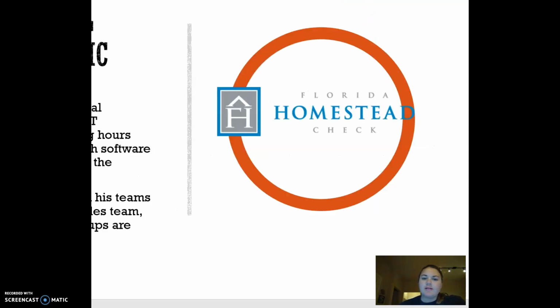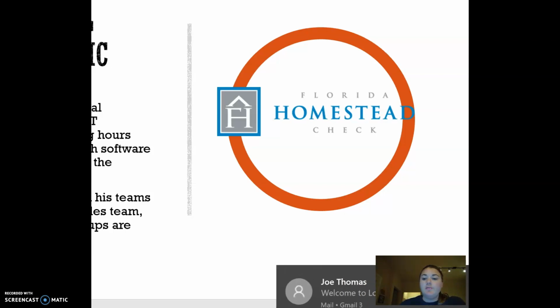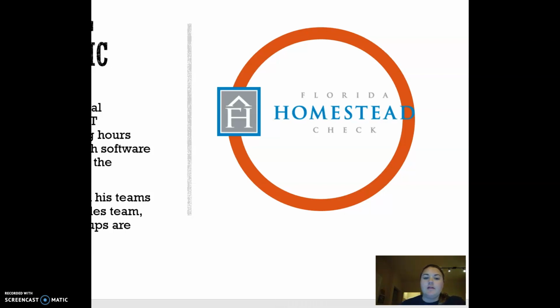Types of lateral processes in FHC, Florida Homestead Check. The first one I've identified is e-coordination, which involves internet and social technology. This would represent our CTO and our IT departments. Our CTO is Peter Legiza, and our IT departments also working with him are Cassie and Bobby.